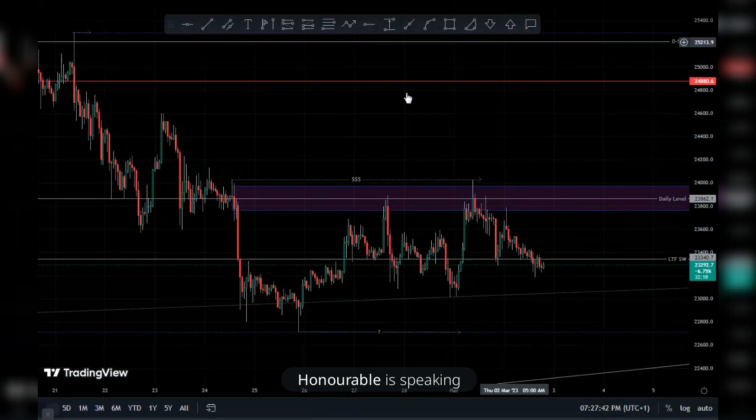So that is it, guys. And now we can also use the Fib level to determine targets. We use it in the opposite direction.